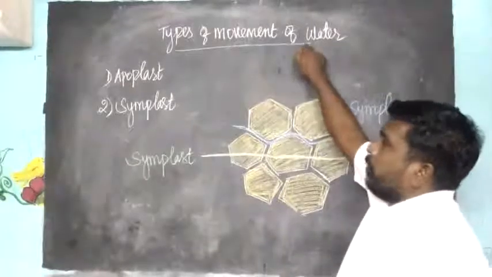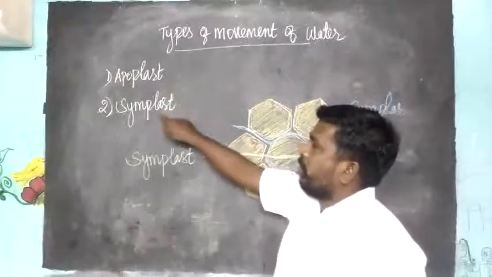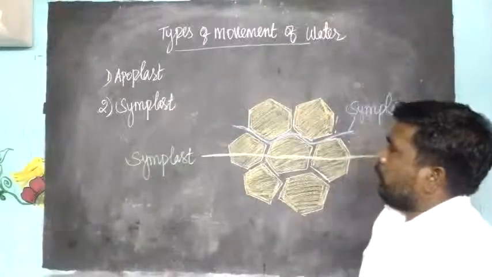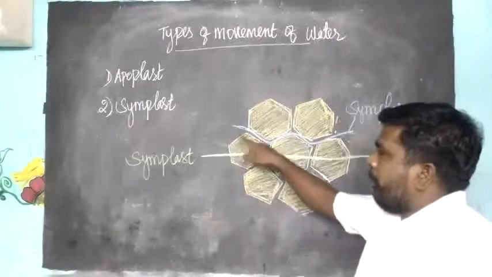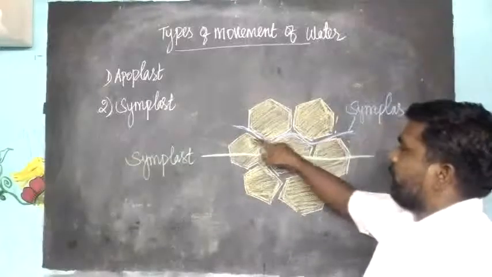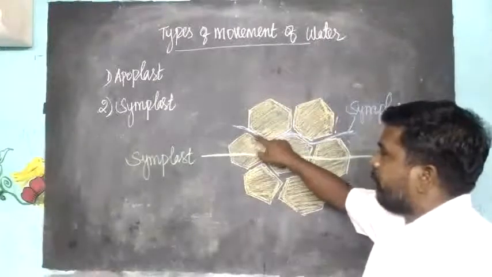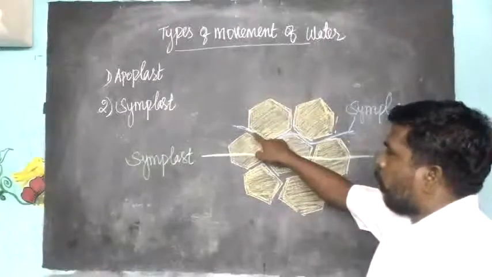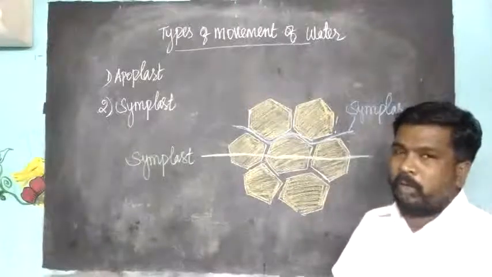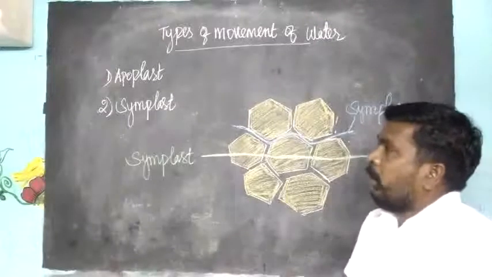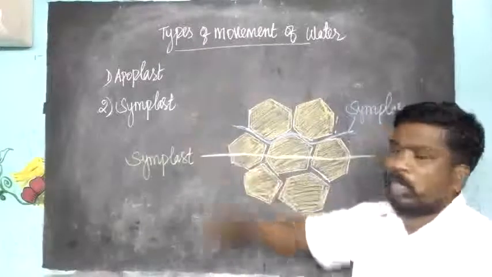There are two types of movement of water in plants. One is apoplast and the other is symplast movement. What is apoplast movement? It is the movement of water molecules through the intercellular spaces, not penetrating the tissues or cells. In between the cells there are intercellular spaces, and if the water molecules move through them from one place to another, that is called apoplast movement. It is based on the concentration gradient; only based on the concentration gradient do the water molecules move.